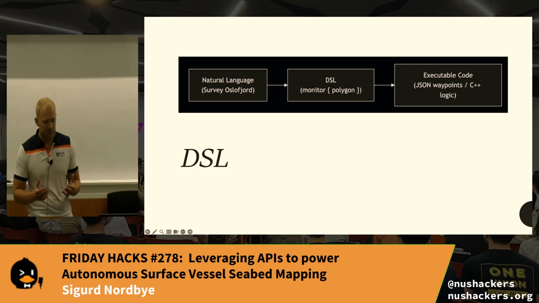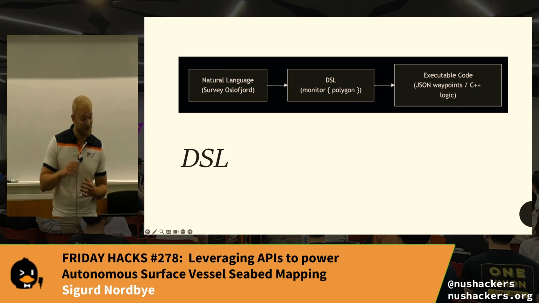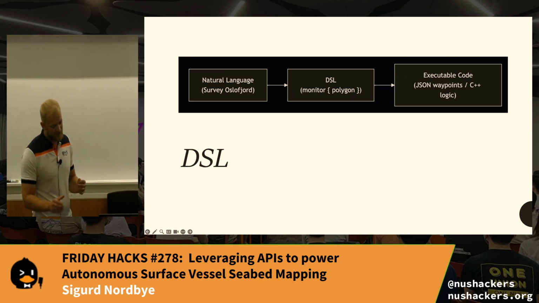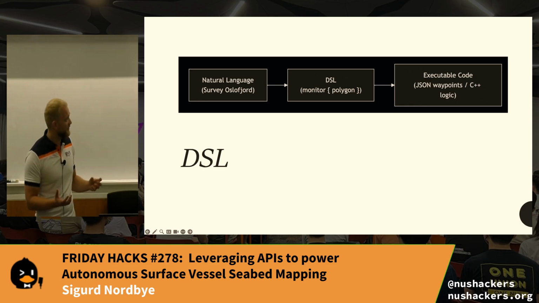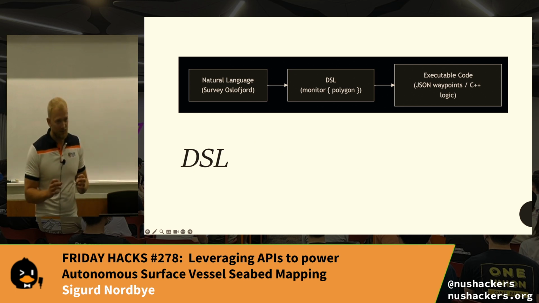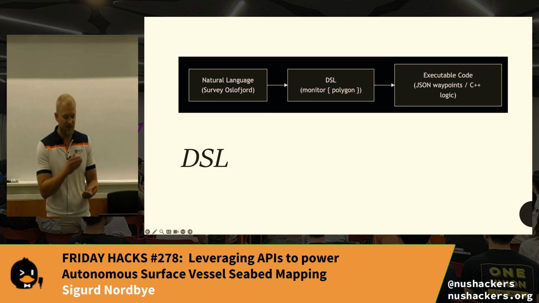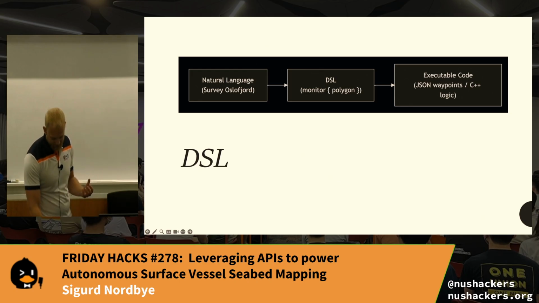Because a domain-specific language, you build it yourself, so you can make it look almost identical to natural language, but not 100%. So you can see a few examples here. You survey Oslofjord, right? It's the Oslo fjord, and then monitor a polygon would be the DSL, and that again could then become executable code.